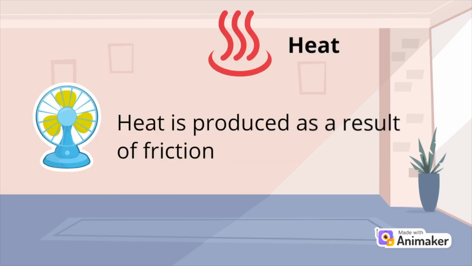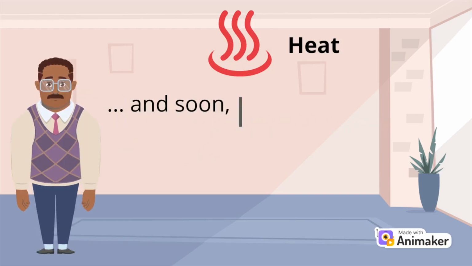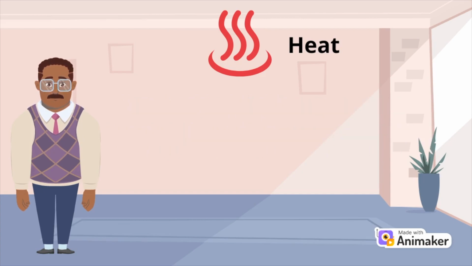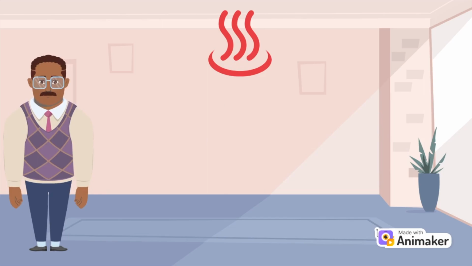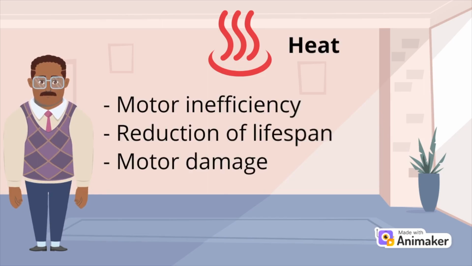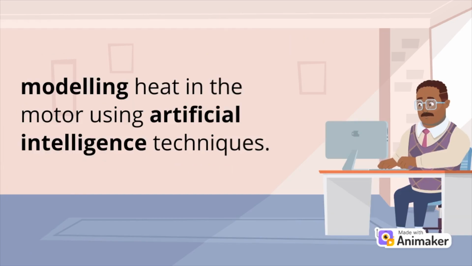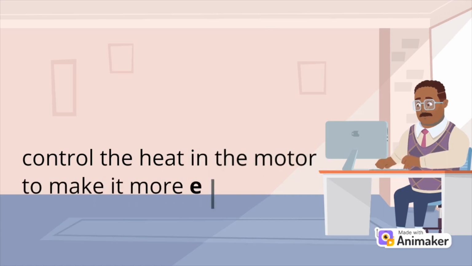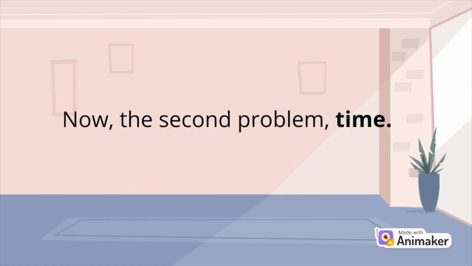When the motor is running in the microwave or fan, heat is produced as a result of friction. And soon, the temperature inside the motor begins to rise. Engineers do not like this heat. The heat makes the motor inefficient, reduces its lifespan, and can cause damage. You don't want that, do you? In my research, I have set out to model heat in the motor using artificial intelligence techniques. My heat or thermal models will help engineers control the heat in the motor to make it more efficient and durable. Now, let us look at the second problem, time.